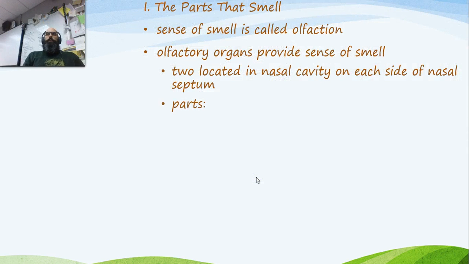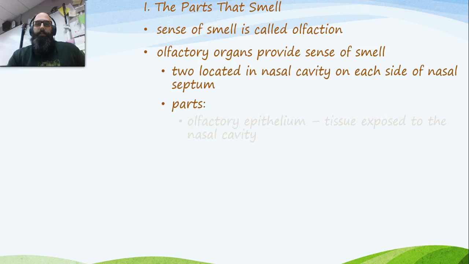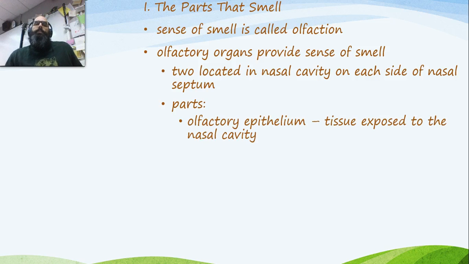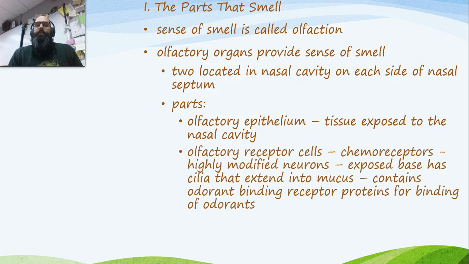The olfactory organs are divided into several different parts. The first thing you have is called the olfactory epithelium. This is a layer of tissue that's exposed to the entire nasal cavity. If you remember correctly, all epithelial tissue is exposed to some external surface, whether it be a cavity, a tube, or an external environment. In this particular situation, the olfactory epithelium is exposed to the nasal cavity.